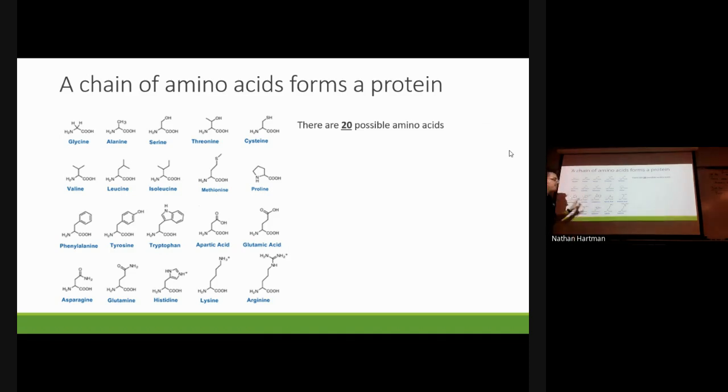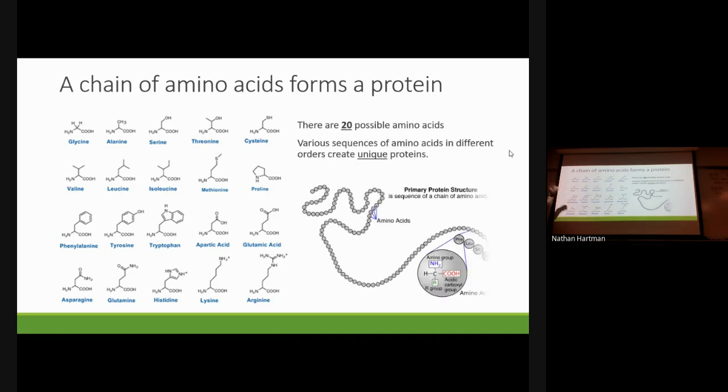But these are the ones that, as far as we can tell, all of the organisms from the lowliest bacteria to you use to build our bodies. There are 20 of them. Depending on what order you put them in, you get different proteins, right? Make sure you memorize the structure of all 20 of those.